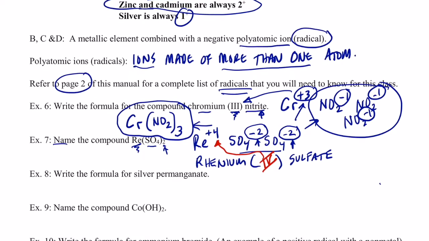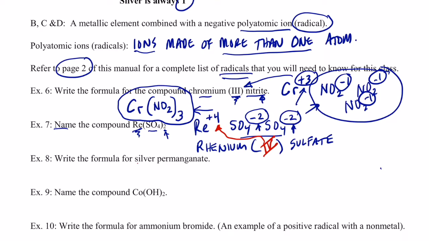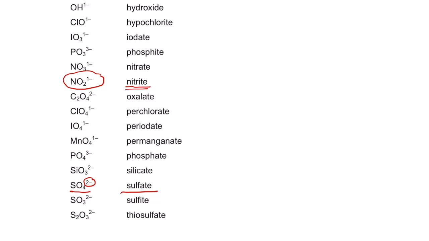Okay, let's do a few more. Silver permanganate. Now silver is one of those that I always know the charge of. Isn't silver always going to be +1? Remember, it's one of the exceptions. Permanganate. It's one of those that ends with ate. I'll bet that's a polyatomic ion. Let's see. Oh, here's permanganate right there. Its formula is MnO4 and its charge is -1.